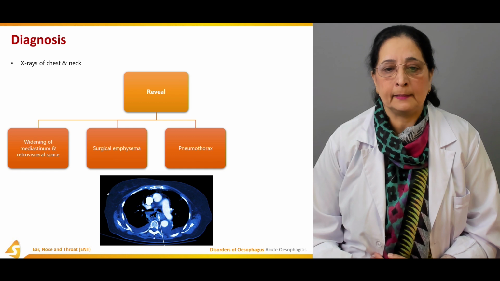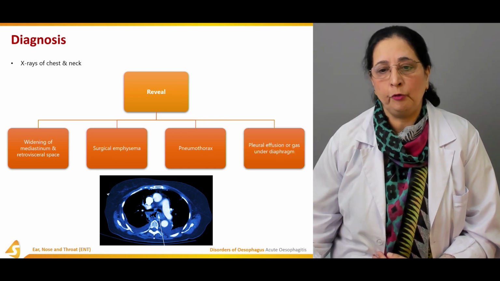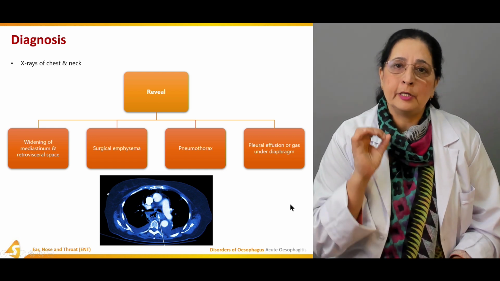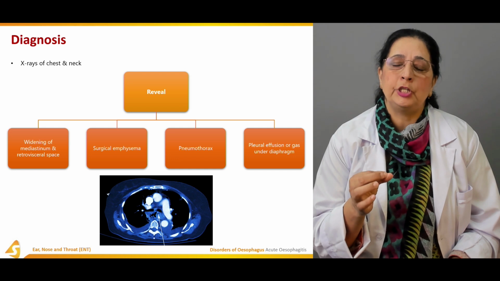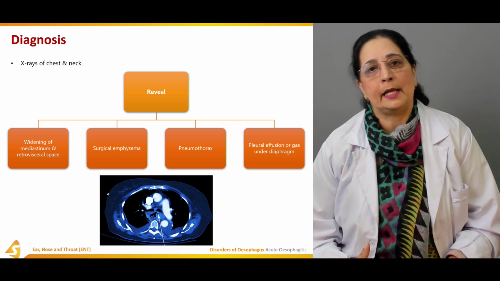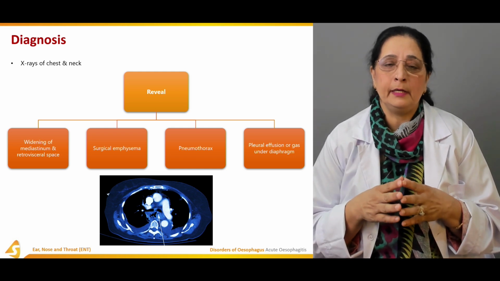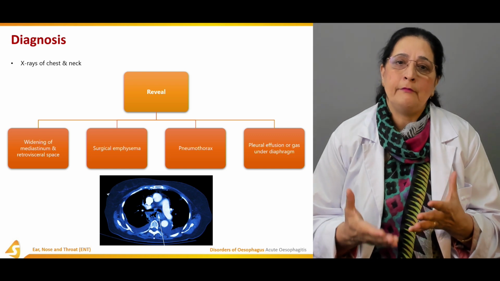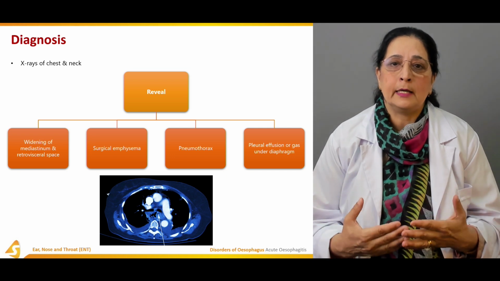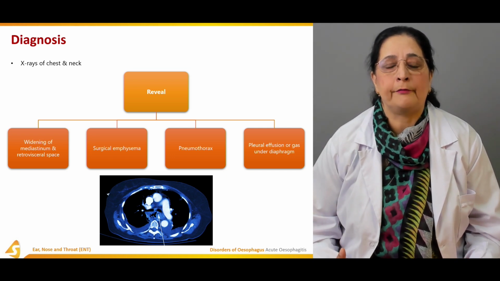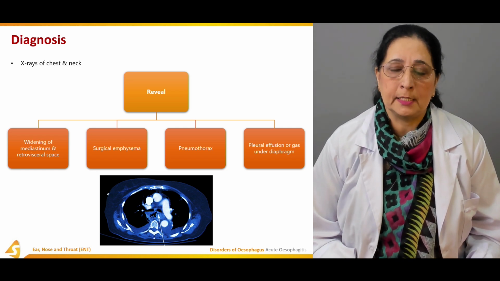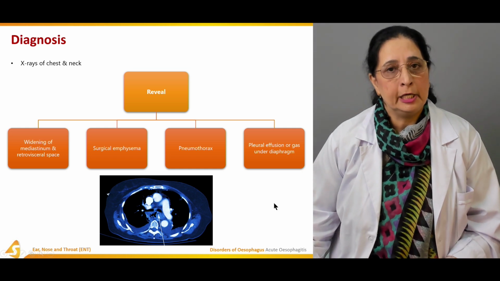Surgical emphysema, pneumothorax, and pleural effusion or gas under diaphragm. Very first important diagnostic procedure that tells us about the perforation is the gas under the diaphragm. And that's a very initial basic investigation test. Send the person for x-ray, and on the x-ray, if there is gas under the diaphragm, that is the indication that there is perforation present. So this is a very initial test.